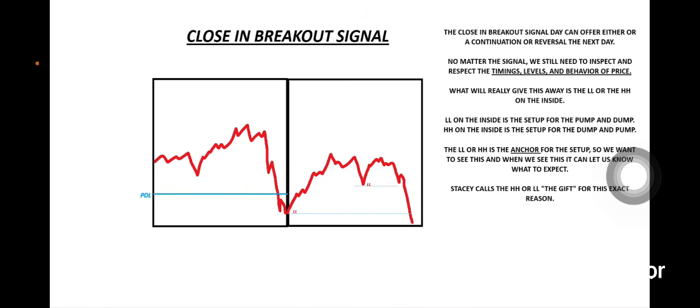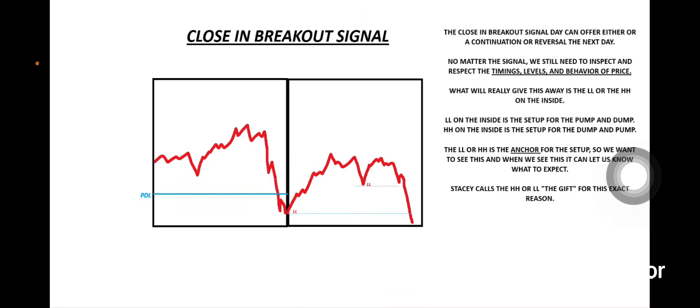Now, what will really give this away is the lower low or the higher high on the inside. And what I mean by that is, what direction does the market want to trade in today in your session? What's going to give that away is the lower low or the higher high on the inside. Now, you hear Stacy say this all the time, and I'm going to repeat it here. The lower low on the inside is the setup for the pump and dump. The higher high on the inside is the setup for the dump and pump.